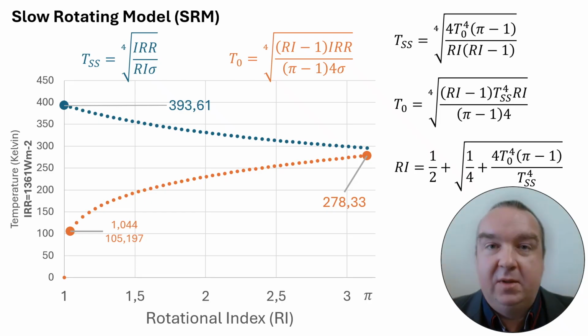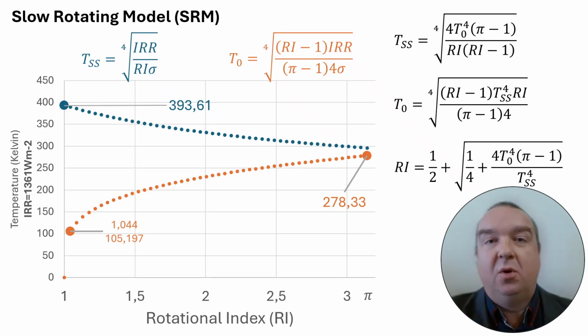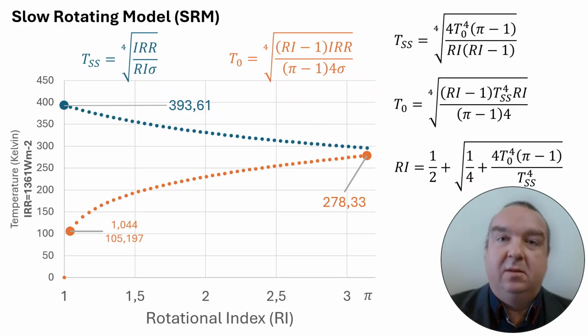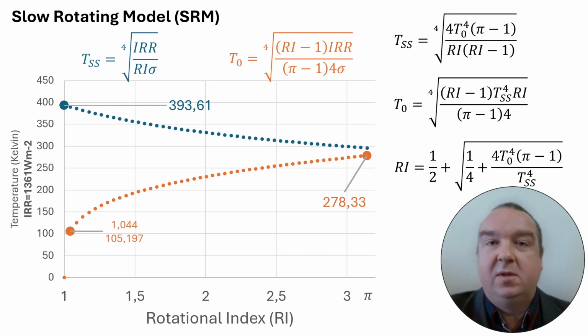I showed you the temperature value of the isotherm model, which is 278 degrees Kelvin, which is 5 degrees Celsius. And I showed you the nighttime temperatures. The first dot: if we divide the x-axis into 50 pieces, then the first piece would be with these values.